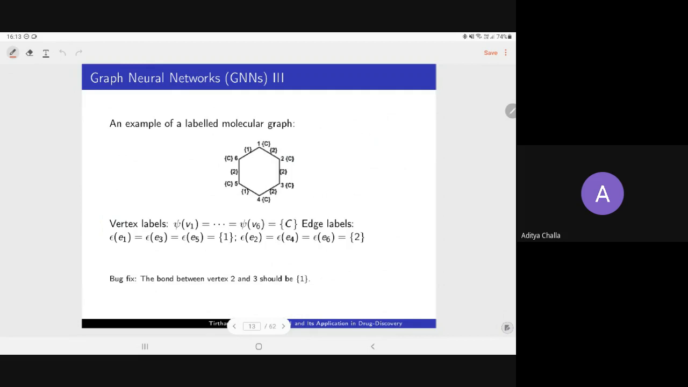So for example, the vertex labels are these. The vertices V1 to V6 for this benzene ring are labeled. For example, we have this carbon atom, so we are labeling those as carbon atom. This is one particular kind of labeling. Someone can come up with some other kind of labeling as well. And then the edge labels are epsilon of E1 and epsilon of E3. These are all bonds, say single bonds, and then E2, E4, E6 are double bonds. There is some error here. This should be 1.